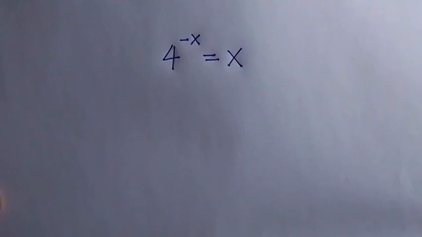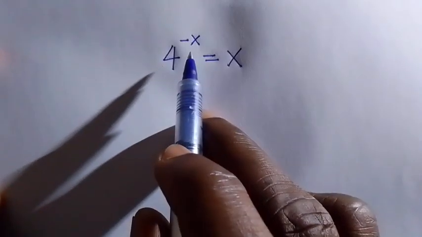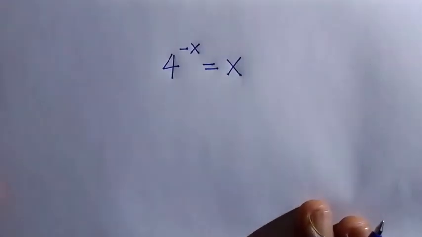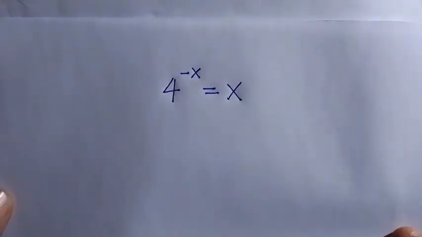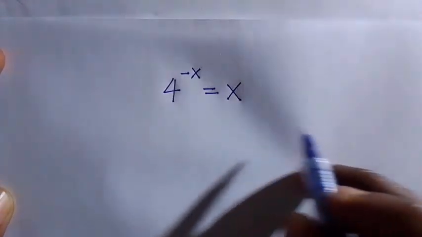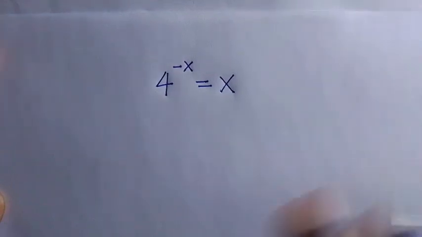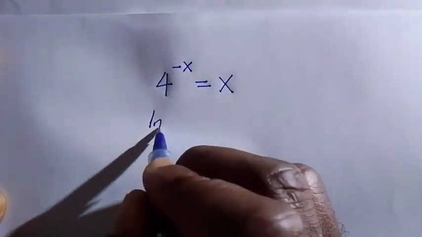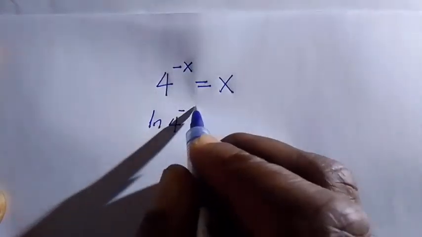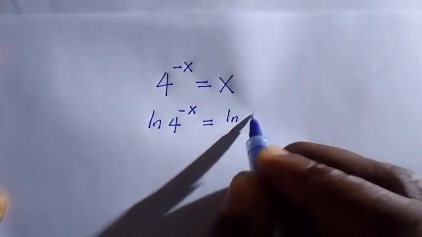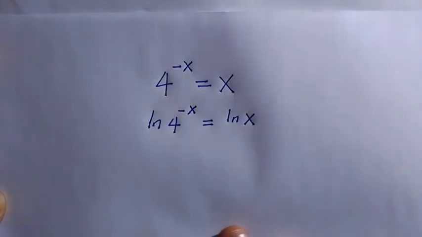How to find the value of x in this nice exponential equation where we have 4 to the power of minus x equals x. To solve this, what we consider first is that we are going to introduce logarithm to both sides. Suppose we introduce logarithm, which is ln: ln 4 to the power of minus x equals ln x.